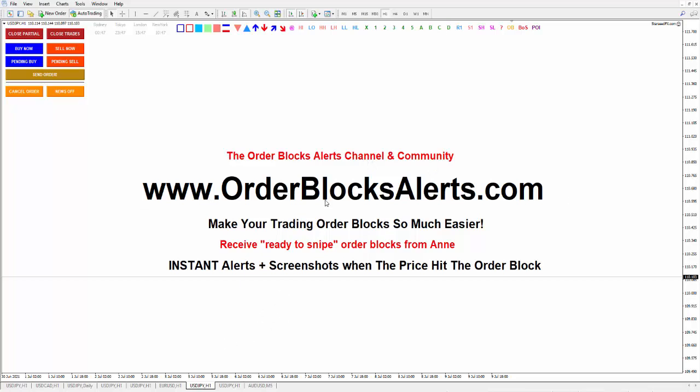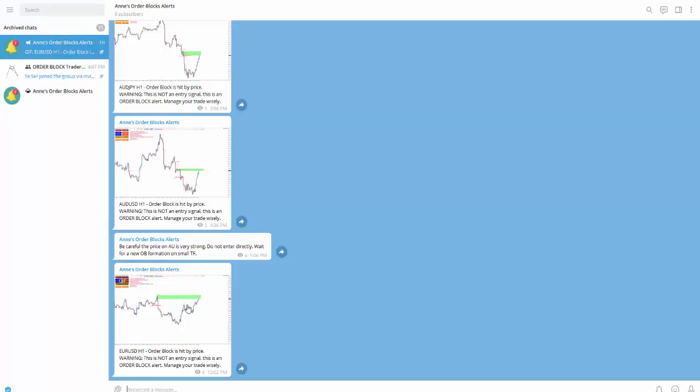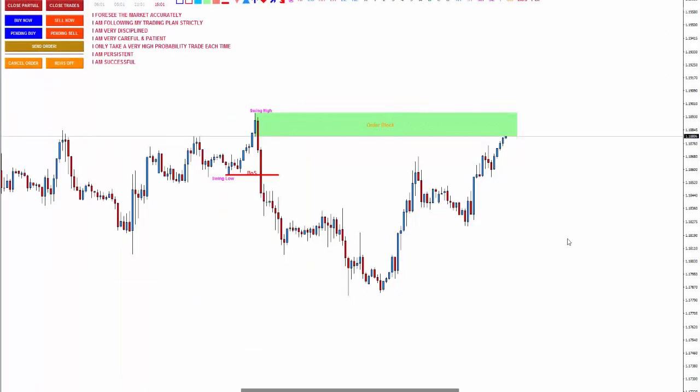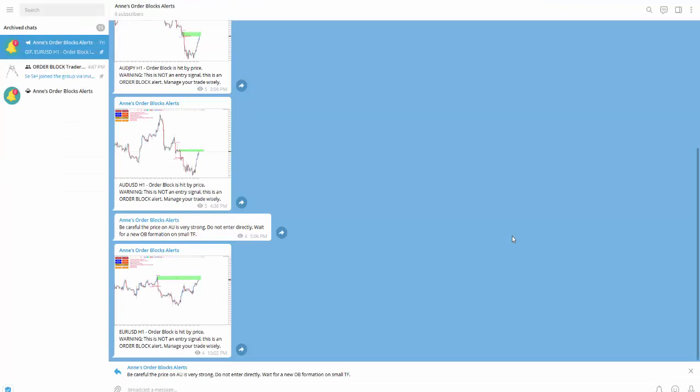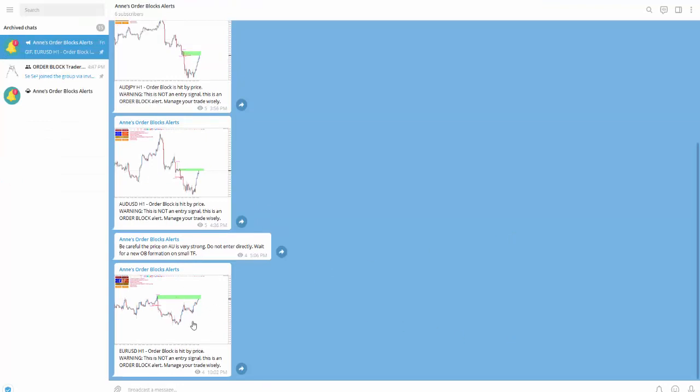So what you will get when you join this order block, you will get something like this from me. So when the price hit my order block, like this, for example, I created swing high, swing low, and then the price come back. The moment the price come back to my order block, the robot will take a screenshot of my chart and then send it to you, so you will know whether it is a good order block or not. And I'm going to show it to you how to snipe my order block, okay?